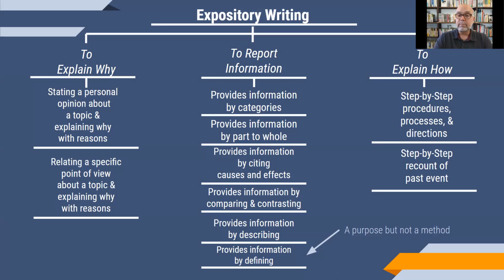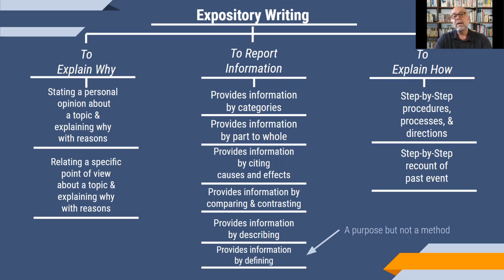So, every piece of writing you're going to read has a purpose, but it also has a structure. And I actually use the word method with my kids. So there's a purpose for the writing, and there's also a method the author is employing to organize their writing, right? And so one thing I like to point out about reporting information by defining is that it is a purpose, but it's not a method. You can intend to define something in your writing, but you will not use definition as an organization structure, because it isn't. A circle map is not a text organization structure.